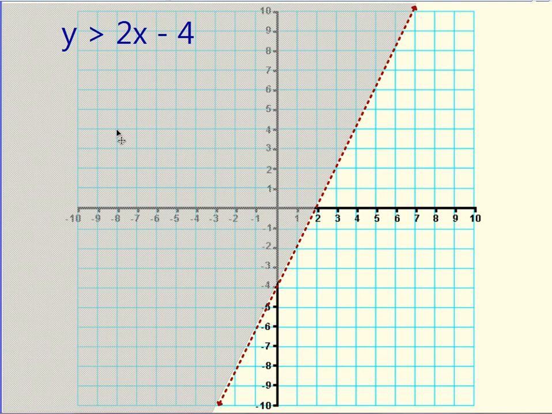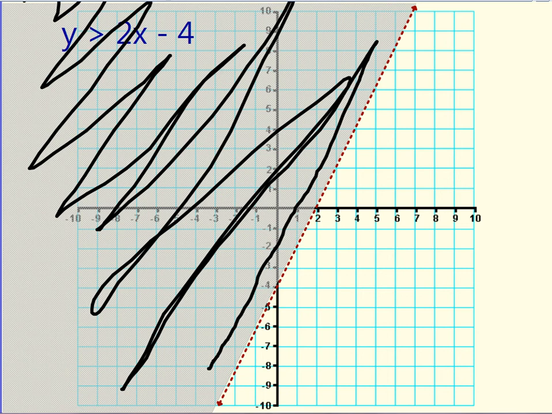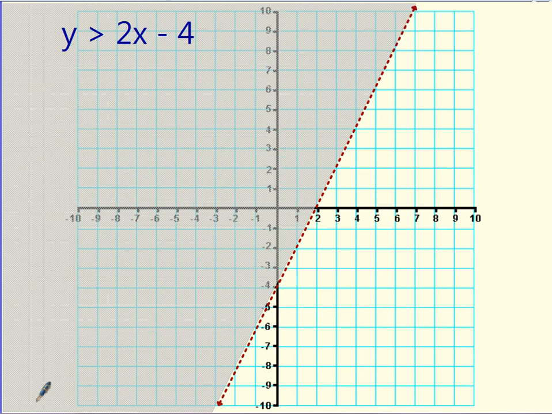Now, since you don't have a computer to shade that entire half of your graph, a lot of students will just simply take their pencil and after they draw the line, just put some scribbles on that side to show which side they're talking about. Just don't feel like you have to do a perfect amount of shading.